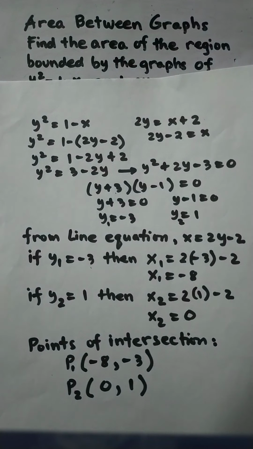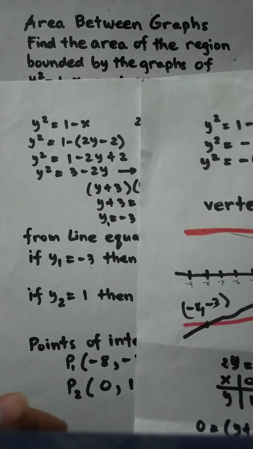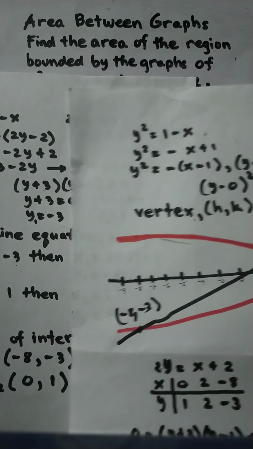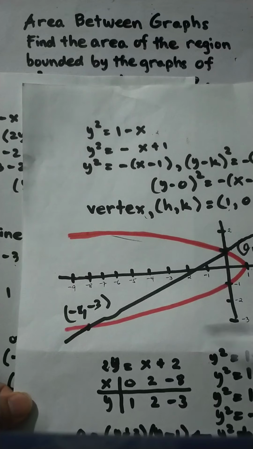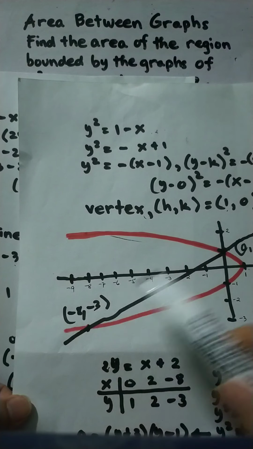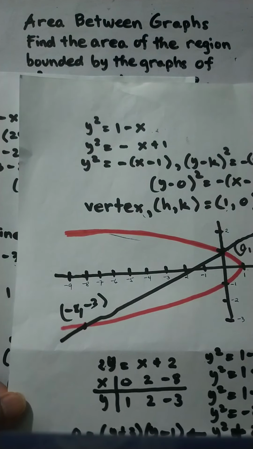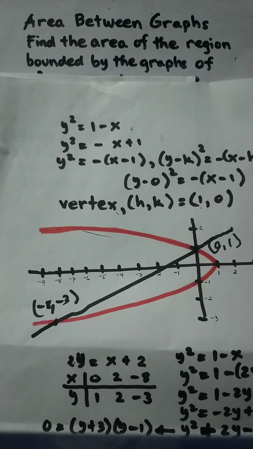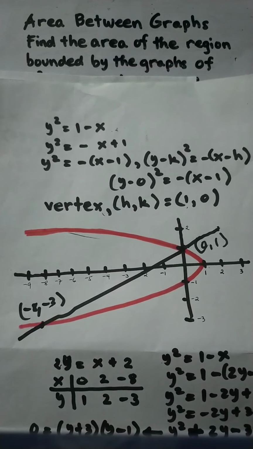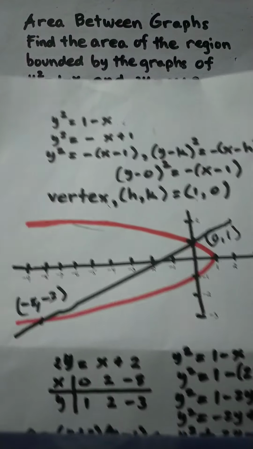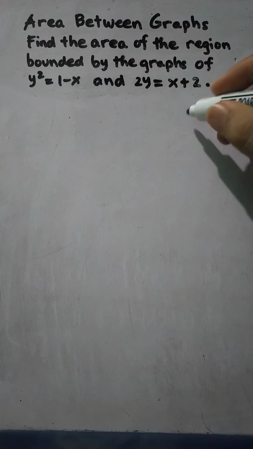Okay, that is why from our drawing, remember P sub 1 is negative 8 and negative 3, P sub 2 equals 0, 1. So we have this drawing. Okay, negative 8 and negative 3 and then 0, 1. These are our intersections of the two graphs. Okay, so after we draw this graph, of course I will draw it again on our board.